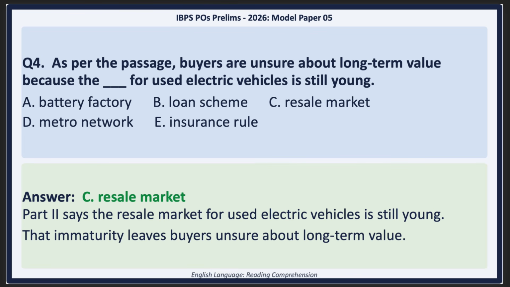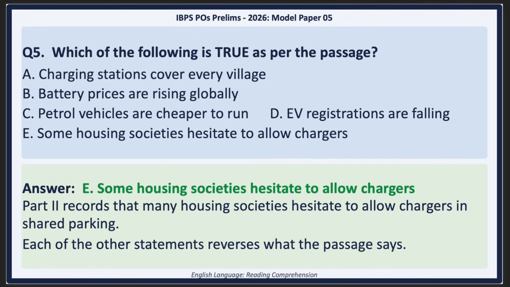Makes sense. But question 5 is where it gets a bit sneaky, I think. It asks you to identify a true statement from a list, and option E says that some housing societies hesitate to allow chargers. Yes, this evaluates what I call the negative qualifier test. The negative qualifier test. Exactly. When candidates speed read, they look for keywords. The exam checks if you caught the specific friction point attached to those keywords. The passage states that housing societies hesitate to allow chargers. So they don't outright ban them, they just hesitate.